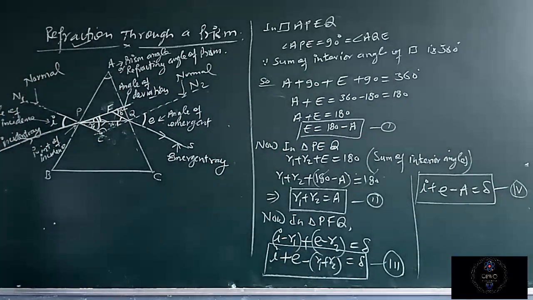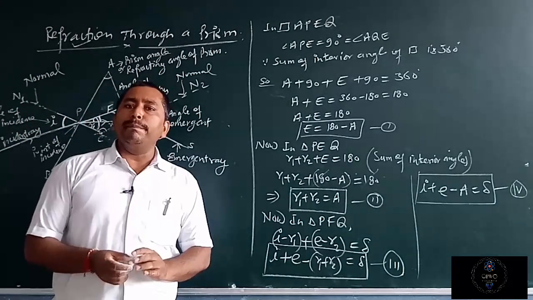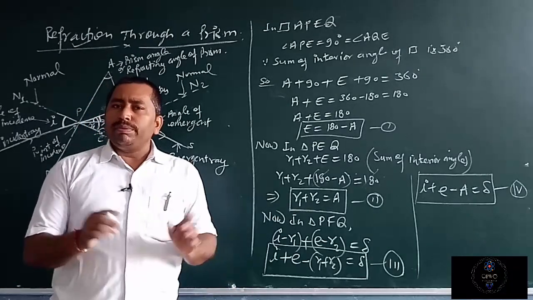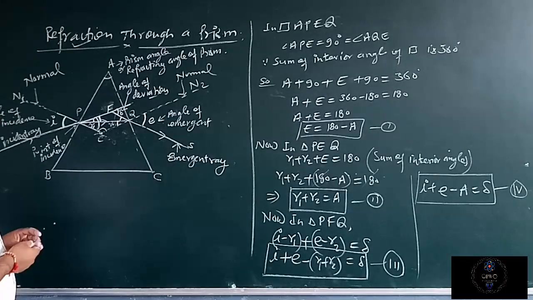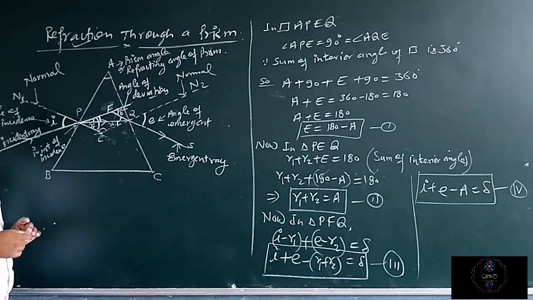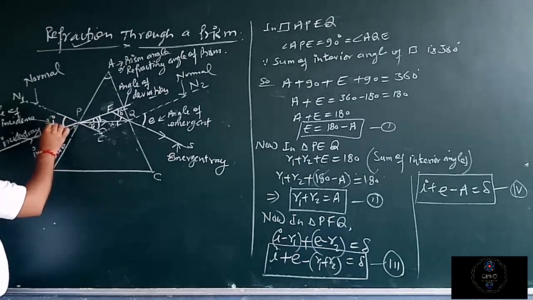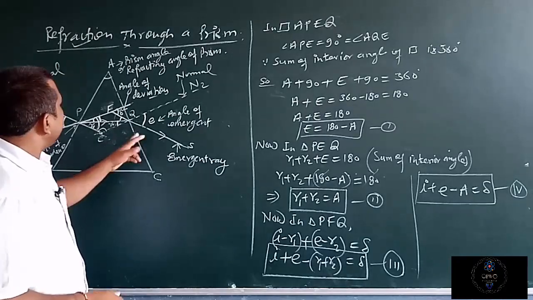Now we have a special condition that is known as the angle of minimum deviation. What is this? We know that if we do an experiment, then we find that when we are increasing this angle, there is also an increment in the E.